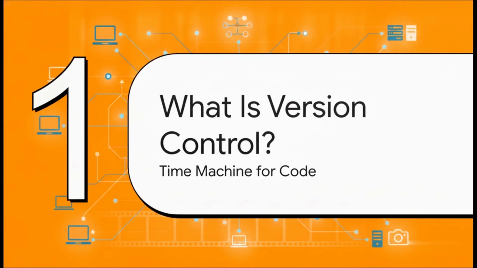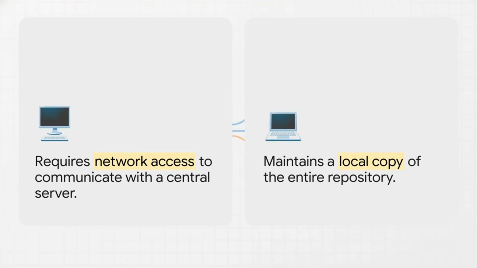All right, starting with section 1, what is version control? The time machine for code. Now, take a look at the stark contrast here between older centralized systems and the modern distributed approach. Back in the day, with a traditional client-server system, you absolutely had to have network access to communicate with a central server just to view your history or do basic operations. But distributed version control changed the game entirely.